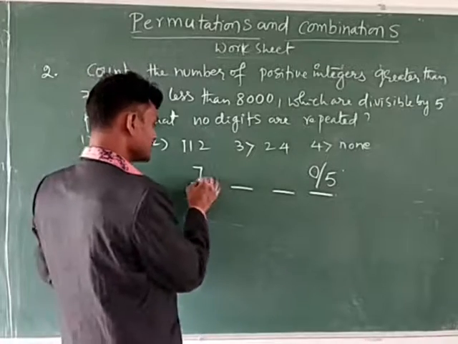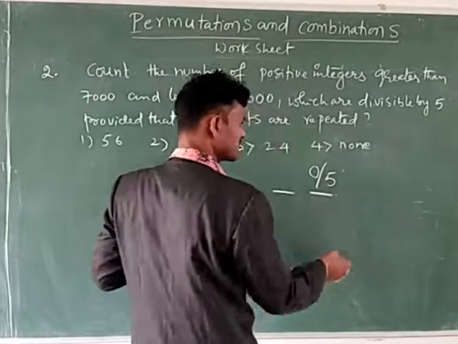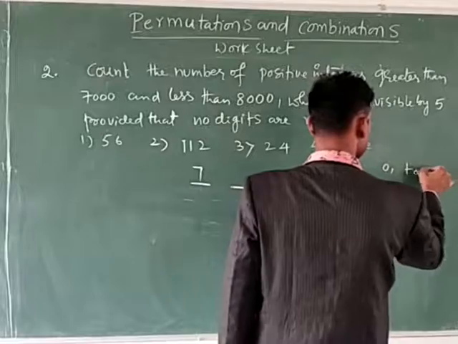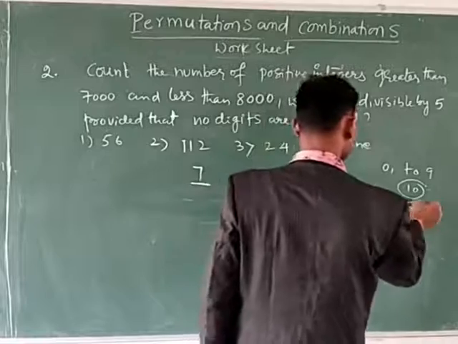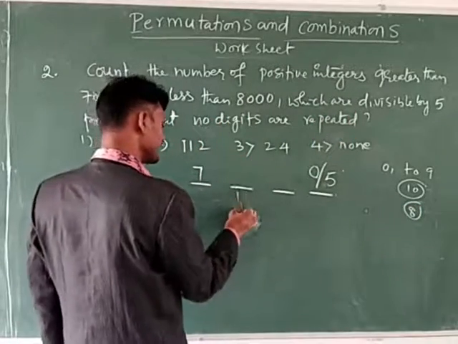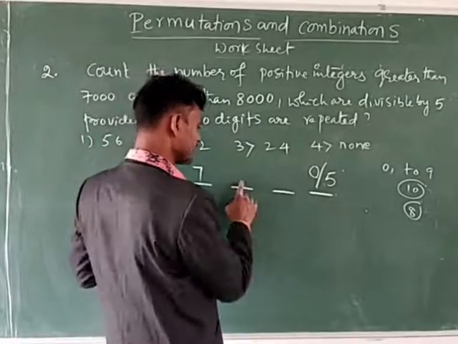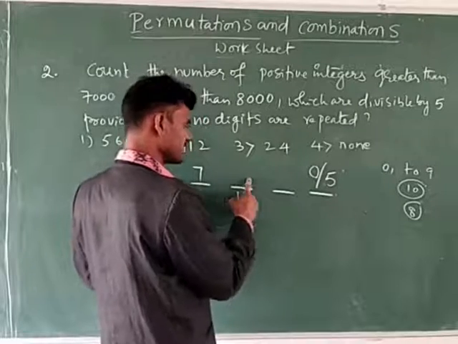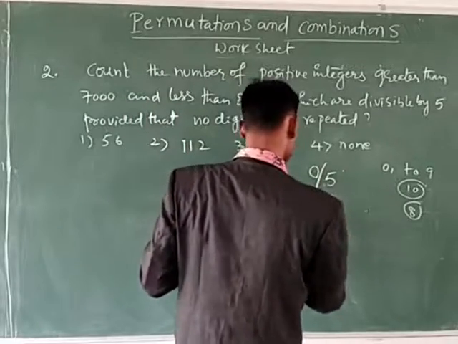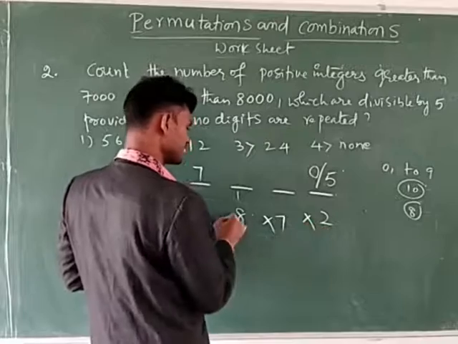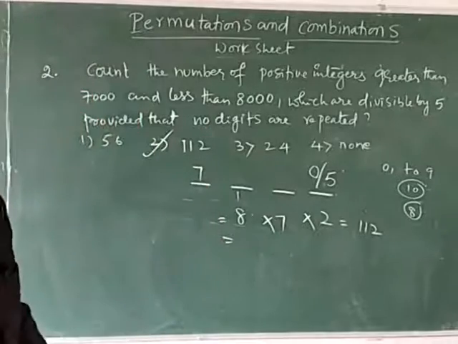Then you have to fix one number at the unit place, so 2 numbers are already fixed. Here total how many digits? 0 to 9, total 10 digits are there. Already we fixed 2 digits. Remaining how many digits are there? 8 digits. No repetition, so this blank can be filled in 8 ways. Next, after one more is fixed, remaining 7. Then the unit place has 2 ways. So 7 into 8 into 7 into 2. 8 7s are 56, 56 into 2 is 112. This is the second option. Note.